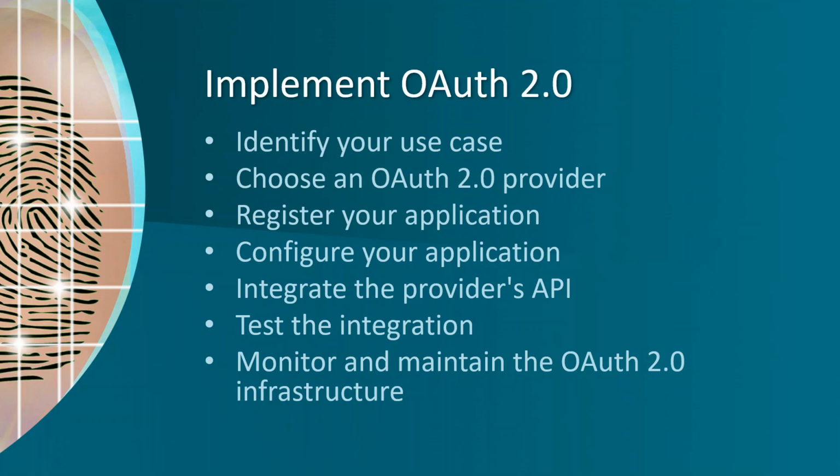Verify that clients can authenticate and authorize with the provider and that they are able to access the appropriate resources or services. Once the OAuth 2.0 integration is in place, monitor it to detect any issues or anomalies. Maintain the infrastructure by keeping software and security patches up to date and by periodically reviewing access policies and user attributes.